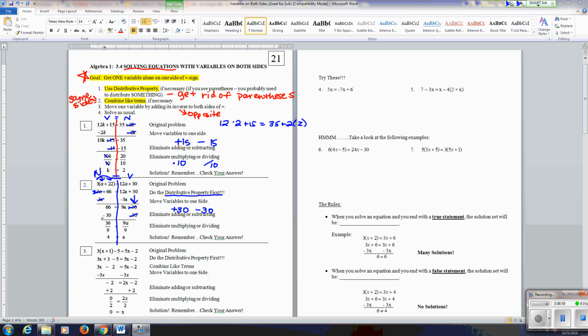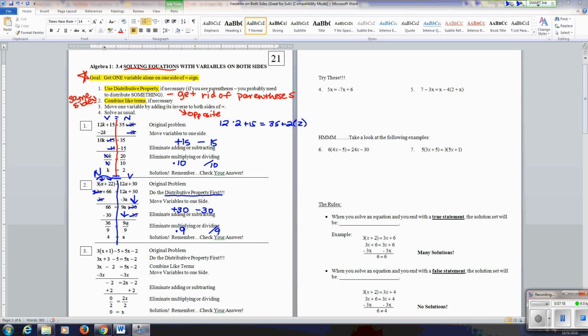So 66 minus 30 is 36. And then my 9A just comes down because that's all that's left on the right. Now I'm going to eliminate my multiplication or division. Well, I have 9 times A. So since I'm multiplying by 9, I'm now going to divide both sides by 9.